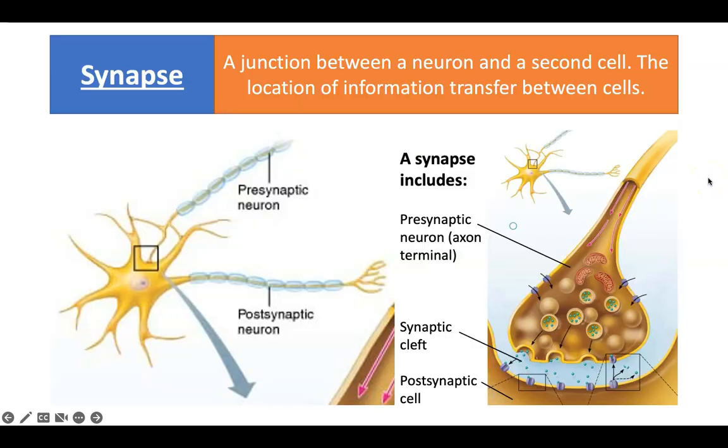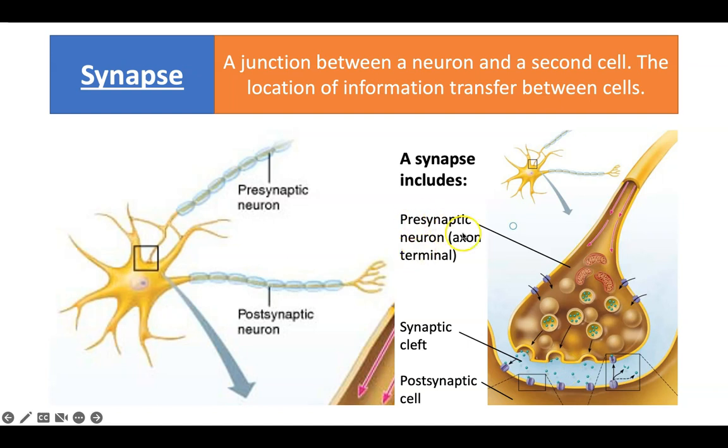So what is a synapse? A synapse is a junction between a neuron and a second cell. This is the location of information transfer between those cells. You can see here that the neuron is always the presynaptic neuron, meaning it comes before the synapse. And the synapse is this junction between the two cells.